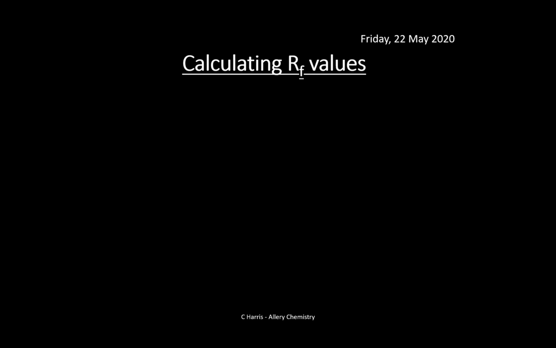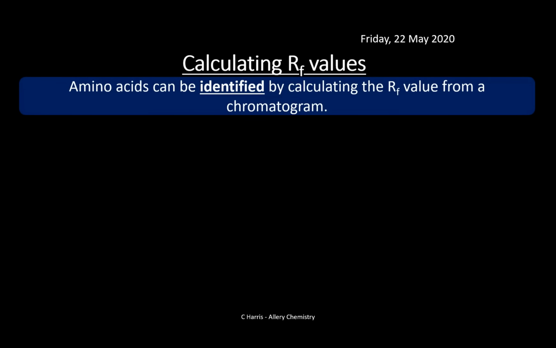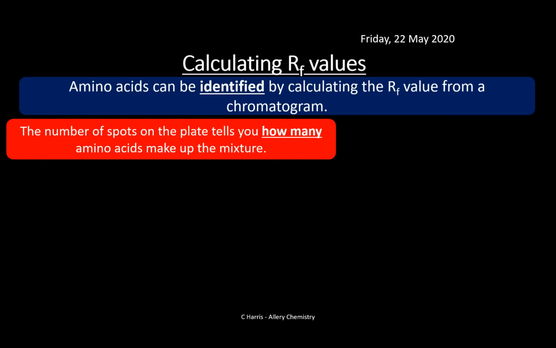And we can do that using RF values. So an RF value is basically a ratio of how far the solvent has migrated up the chromatogram against how far the spots travelled up. So this is how we can actually identify our amino acids.